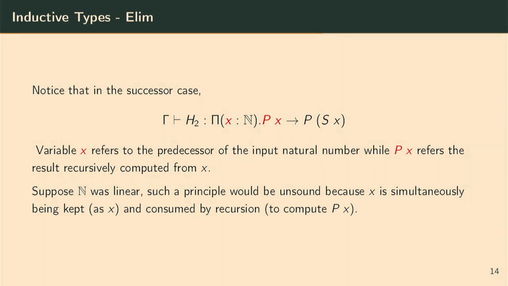Suppose our natural number was a linear type, and this is something that you can actually define in our language, though I don't know why you would do that. But such a principle would be unsound because the X here, which refers to the predecessor, and this PX here, the X is simultaneously being kept as X and is also being used by the recursion or induction to compute the PX. So if the nats were linear, then this would obviously violate the no contraction principle.